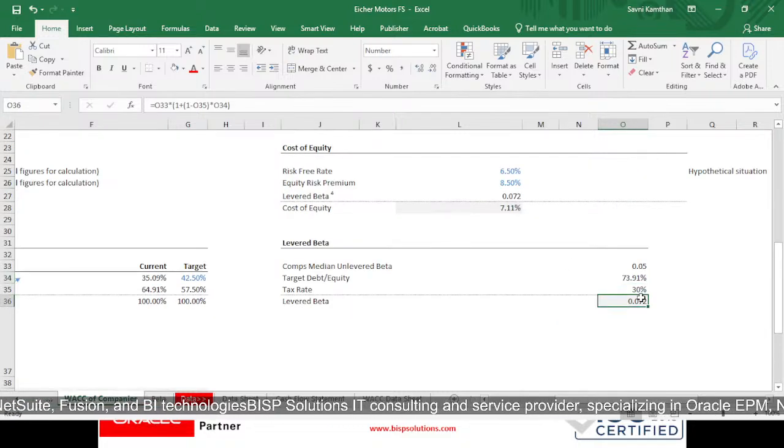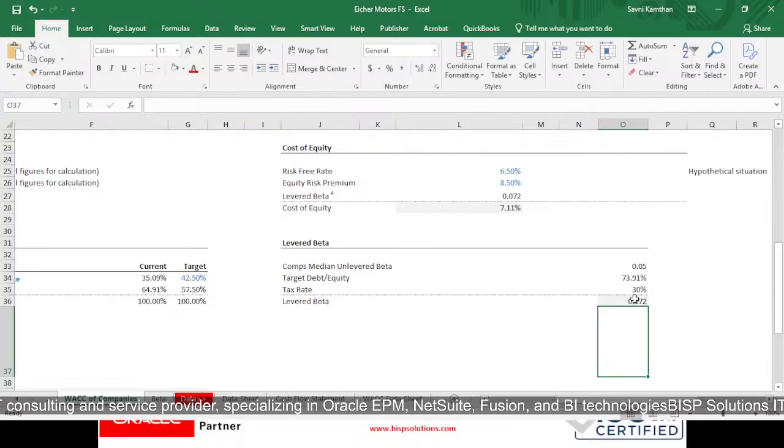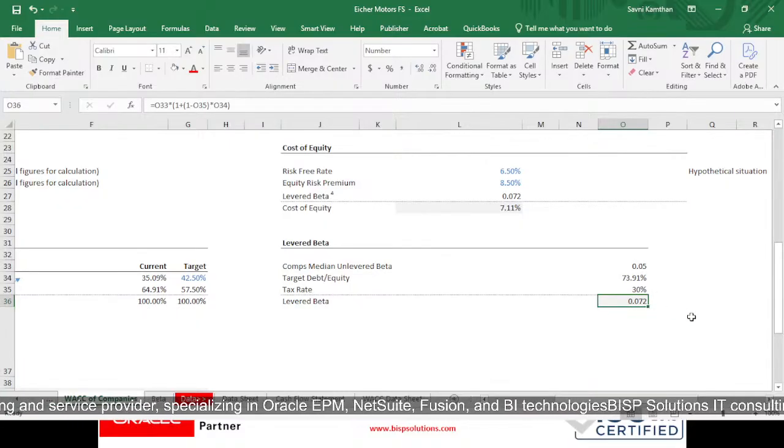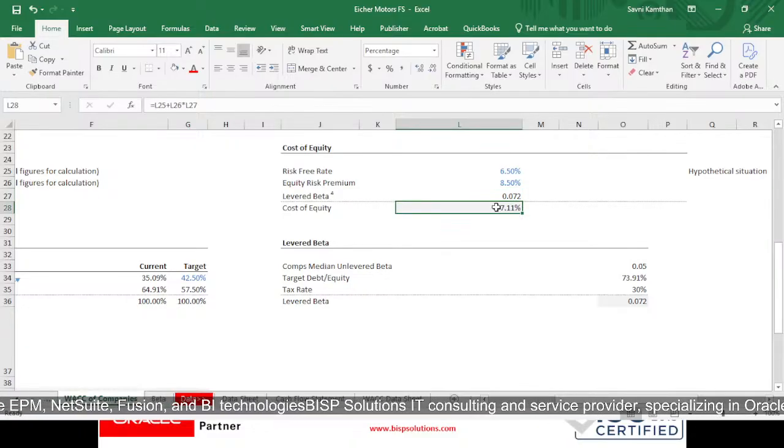So I will be getting my levered beta, which I have calculated as the median unlevered beta into 1 plus 1 minus my tax rate into my target debt upon equity. Once I enter it, I will be getting my levered beta as 0.072, and then I will be linking my levered beta with my cost of equity. So it will be giving me cost of equity as 7.11.